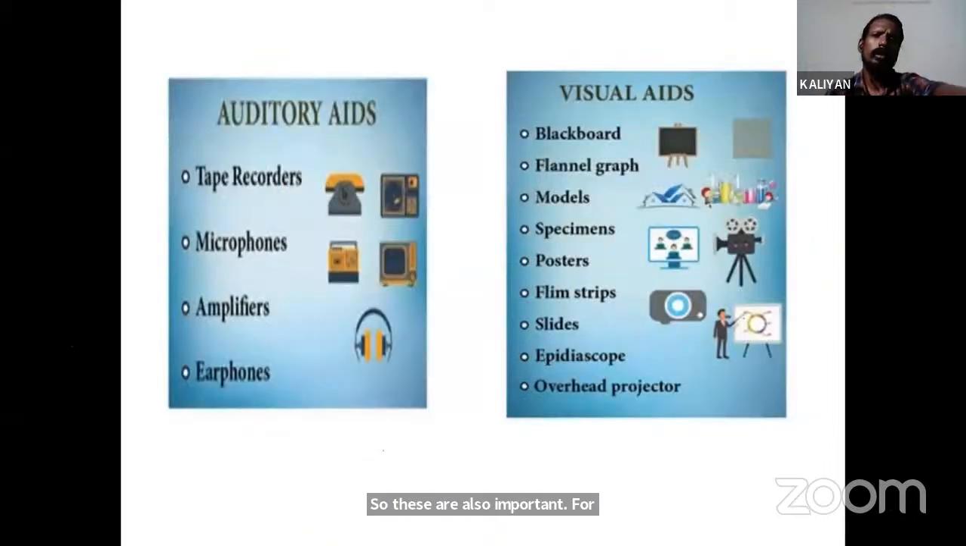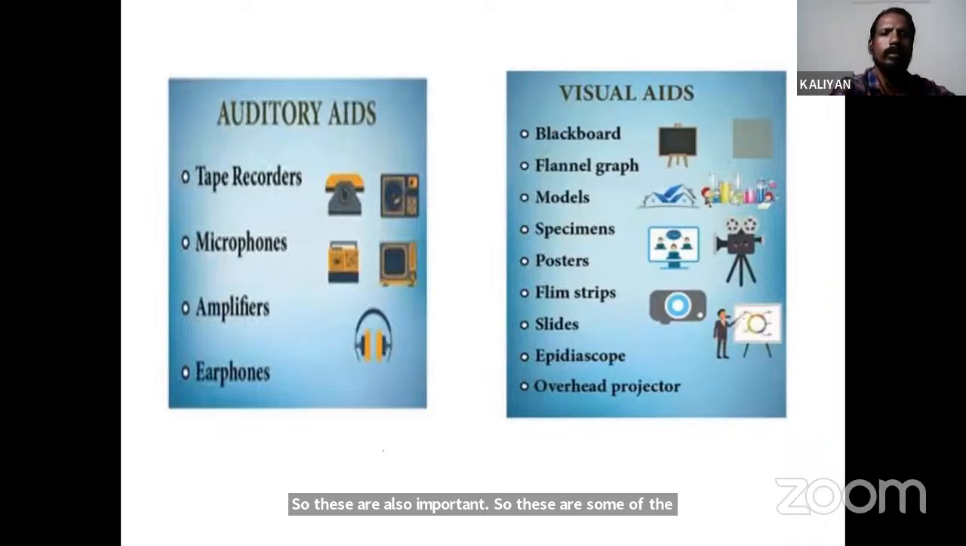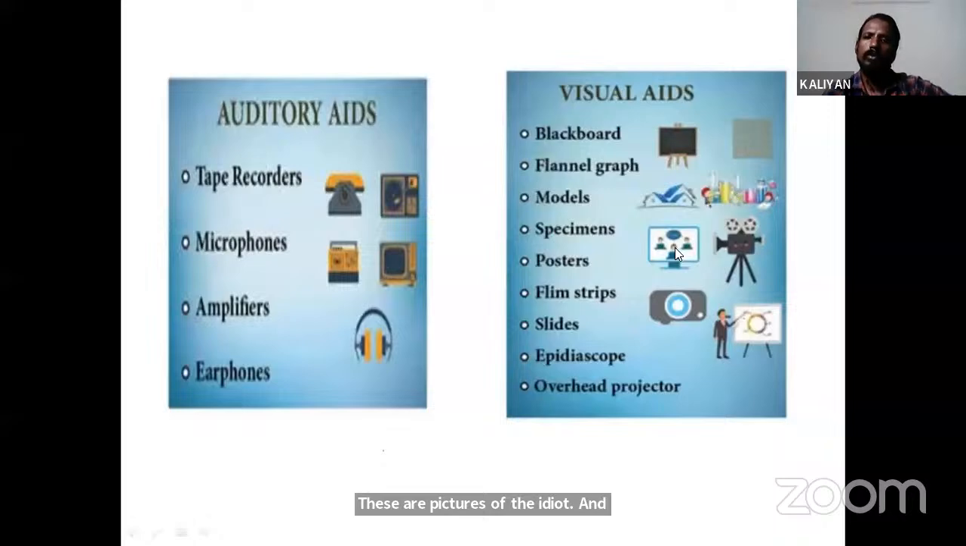These are some of the audio aids, like tape recorder, microphone, amplifier, and earphone. These are pictures of the auditory aids. And visual aids are blackboard, plant group models and specimens, posters, film types and slides, episcope and overhead projectors. I remember one question last year asking which one is not an audio aid. They gave tape recorder, microphone, and amplifier, and the final one was FDS score. So the answer is FDS score. We need to understand which instruments come under auditory aids, audio-visual aids, three-dimensional aids and visual aids. Once you clear all the aids, we can easily answer this kind of question.